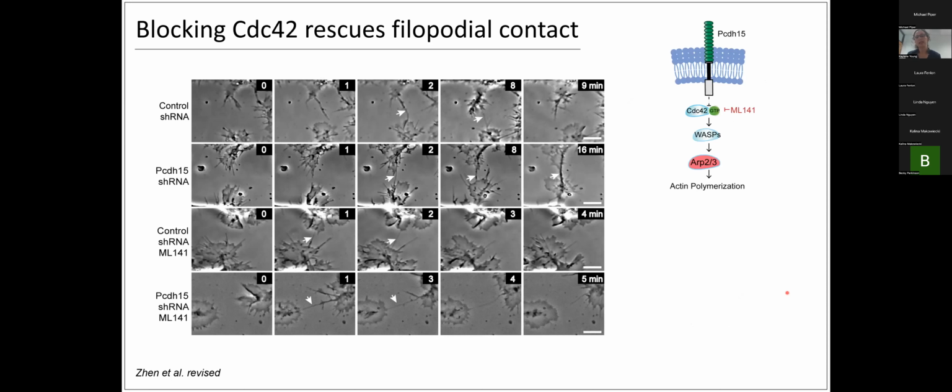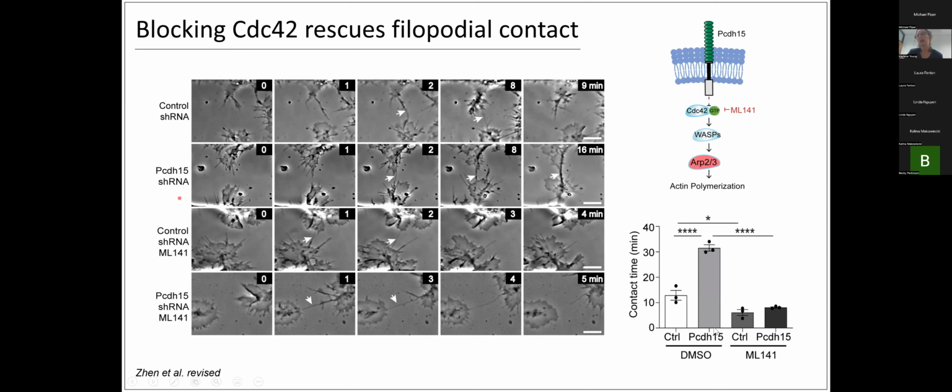And when we looked specifically at the filopodia again and looked at that contact time, we found that in our protocadherin 15 knockdown cultures, again, that contact time was longer, so the contact was sustained. But when we treated with ML141, we could again rescue the phenotype.